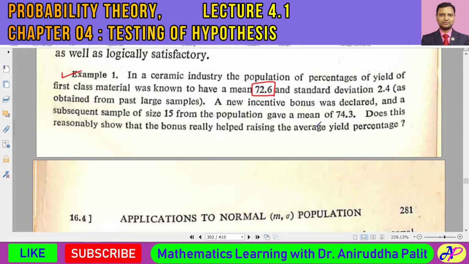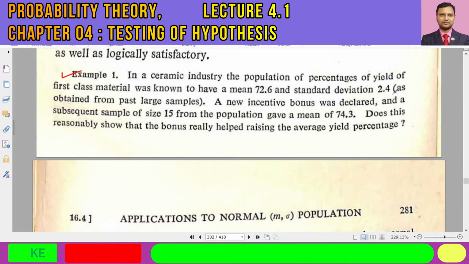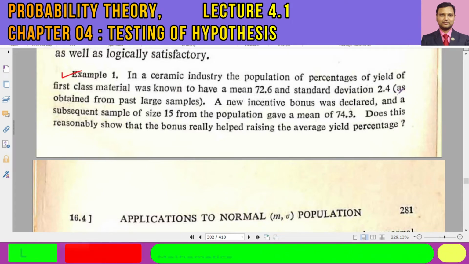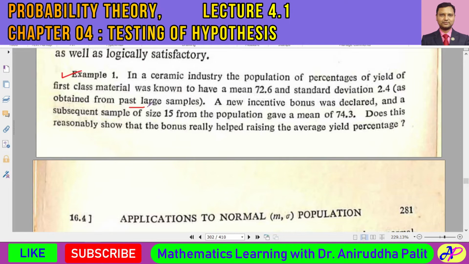Whatever it is, altogether the total population, out of this total population, they are producing first class items having mean 72.6%, and the standard deviation is equal to 2.4%. So this is the result obtained from previous information, maybe some past large sample, etc.